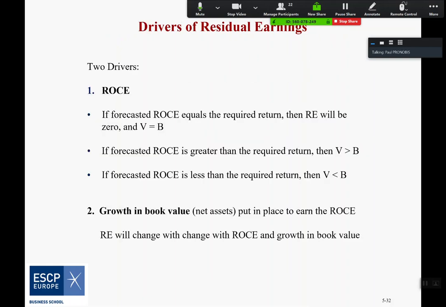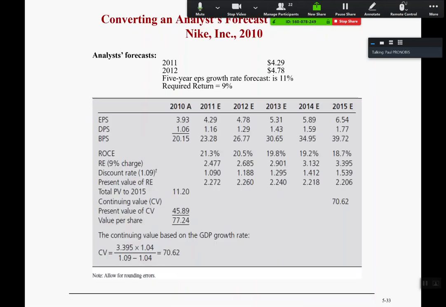The drivers of residual earnings valuation are twofold. It's not just the return on equity being higher than the cost of capital, but also how much the company puts into the book value. If they pay out a lot in dividends and do not reinvest it back into the company, they are not using this positive spread fully, so the valuation has to be lower.